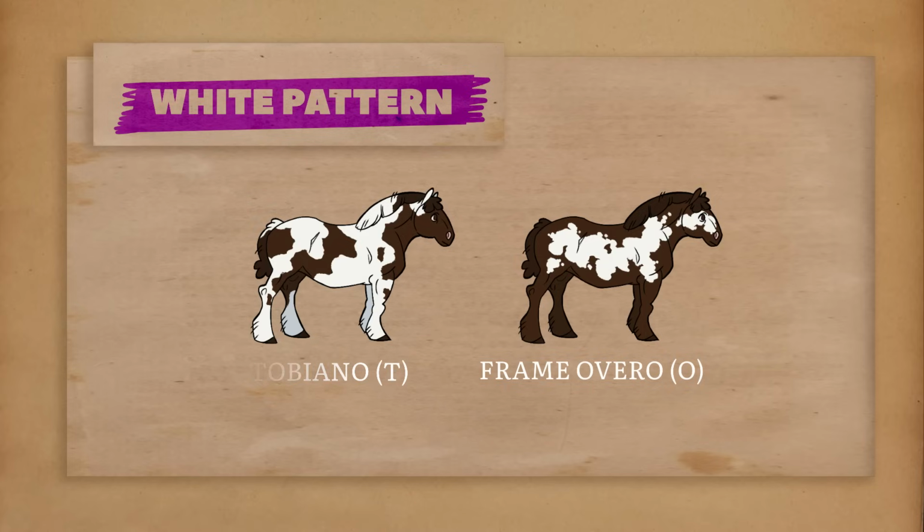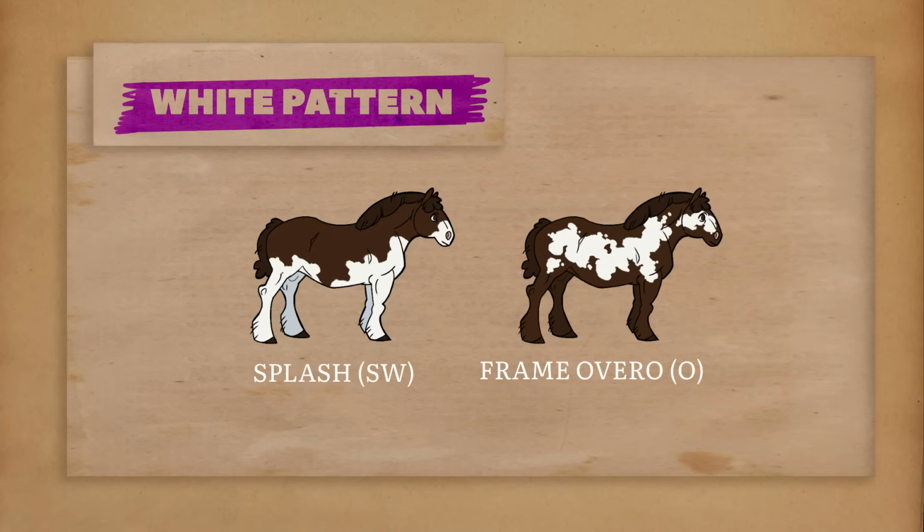Another white marking that we commonly see is called splash white, which is represented by the letters SW. It causes white to come from the bottom up, giving a splashed appearance. Imagine a horse who has run through a river of white paint. And especially in splash white, blue eyes are quite common. In all of these markings, blue eyes are quite common when the white covers the eyes as well.